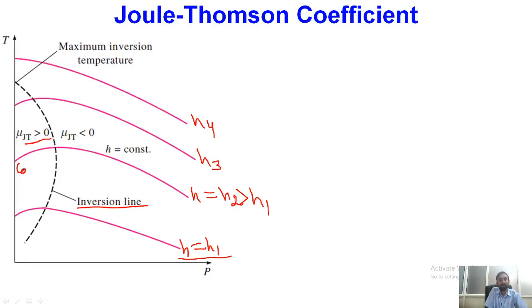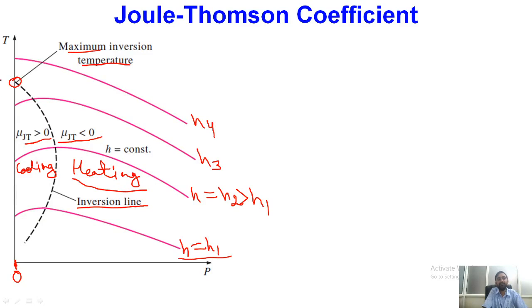So in this region, we will have a cooling effect. And to the right of this inversion line, we have the value of Joule-Thomson coefficient less than zero, and here we will have heating of the working medium in a throttling process. So from this, we can see that at pressure P equal to zero, the inversion curve touches the temperature axis, and the maximum value of this temperature is known as the maximum inversion temperature.